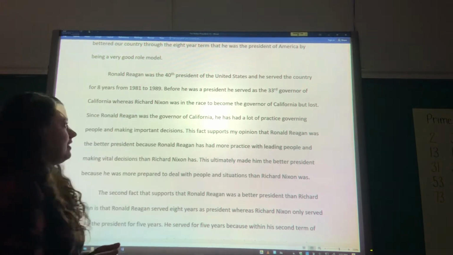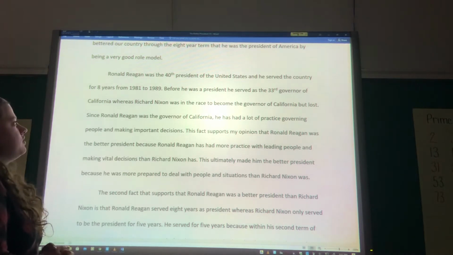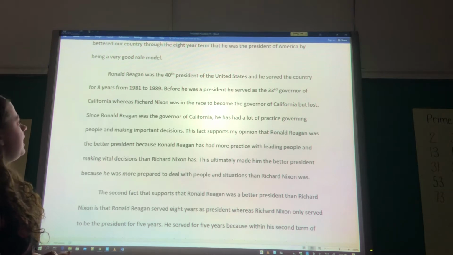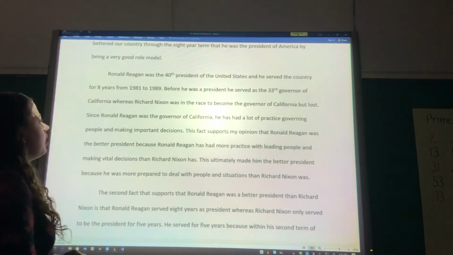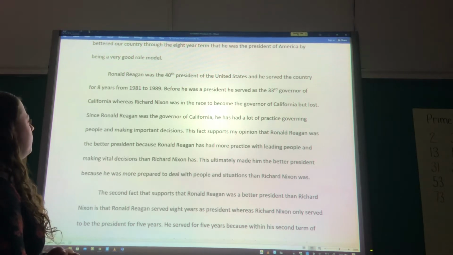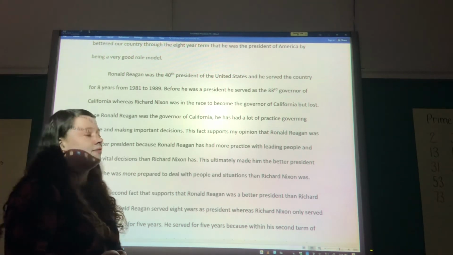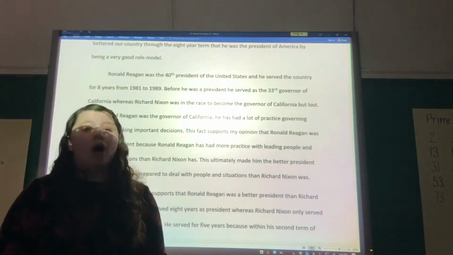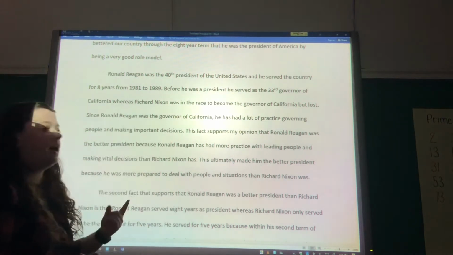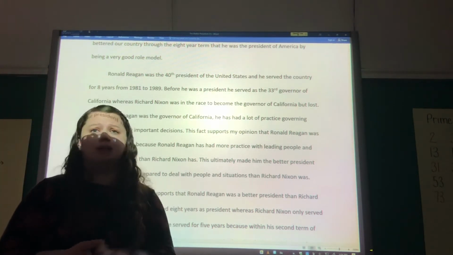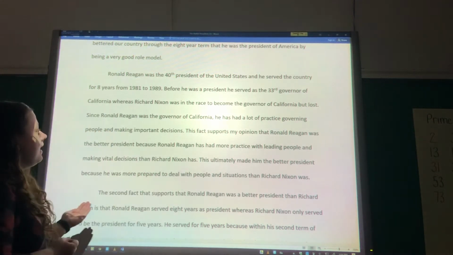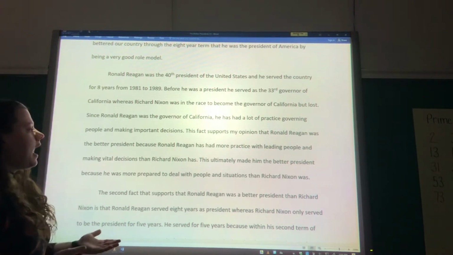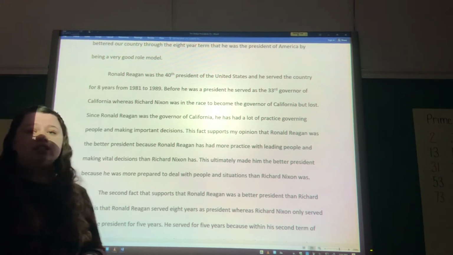So my first fact that I found was that Ronald Reagan was the 40th president of the United States, and he served the country for 8 years, from 1981 to 1989. Before he was president, he served as the 33rd governor of California, whereas Richard Nixon was in the race to become the governor of California but lost. So the fact here was that Ronald Reagan was the governor of California. That meant that he had important decisions to make and he had practice in governing people. Then I go on to say that this fact supports my opinion that Ronald Reagan was the better president because he had more practice with leading people and making vital decisions.